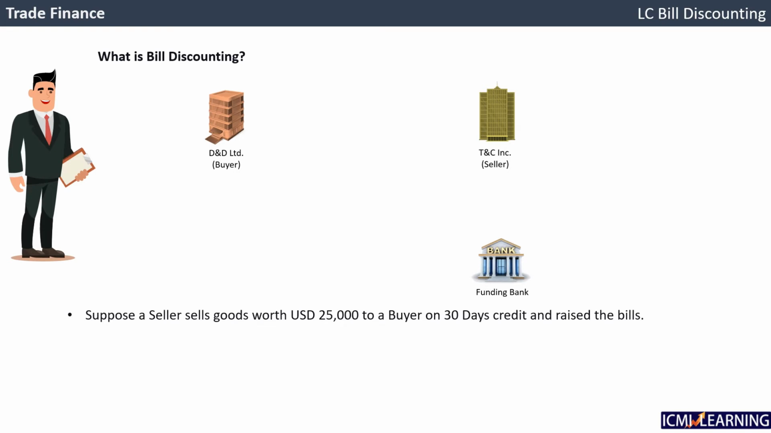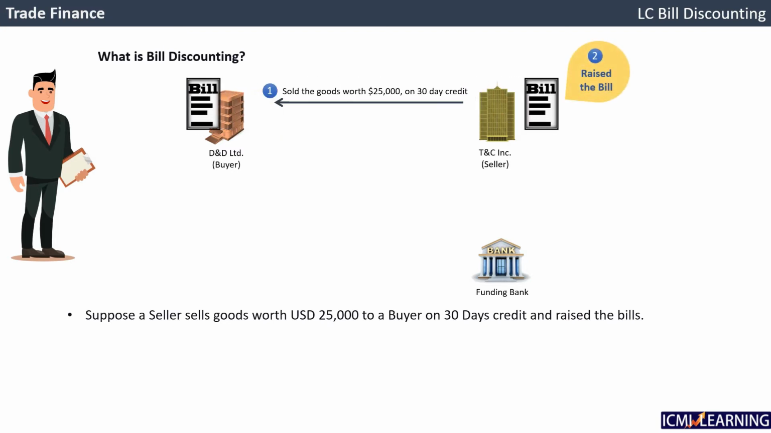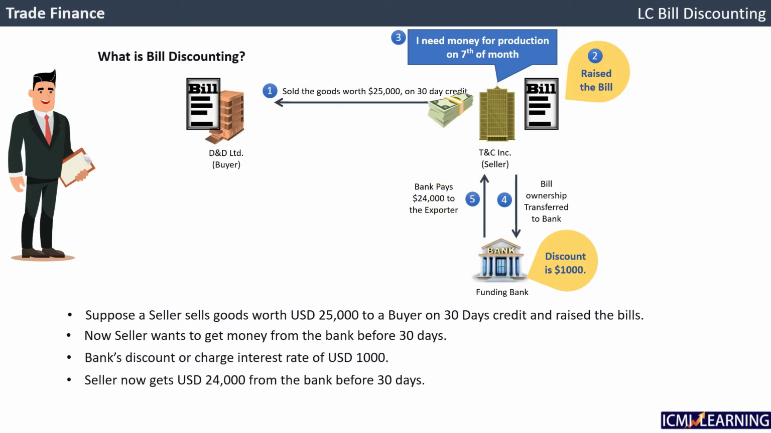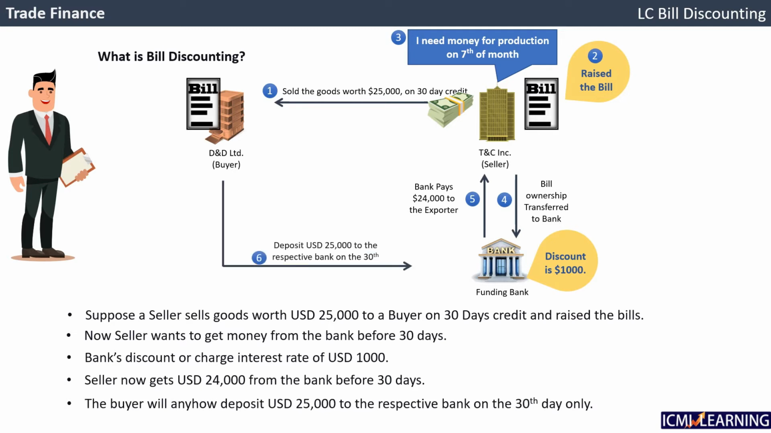Suppose a seller sells goods worth $25,000 to a buyer on 30 days credit and raised the bills. Now, seller wants to get money from the bank before 30 days. Banks discount or charge interest of $1,000. The bill ownership is then transferred to the bank. Seller now gets $24,000 from the bank before 30 days. The buyer will anyhow deposit $25,000 to the respective bank on the 30th day only.